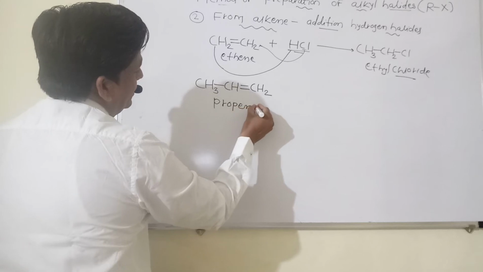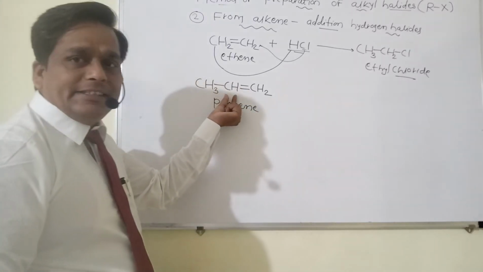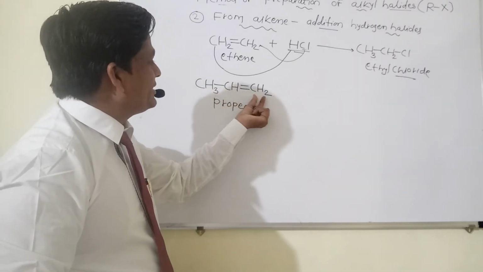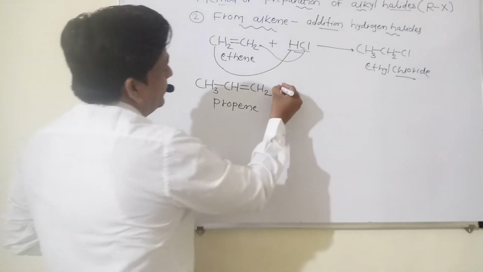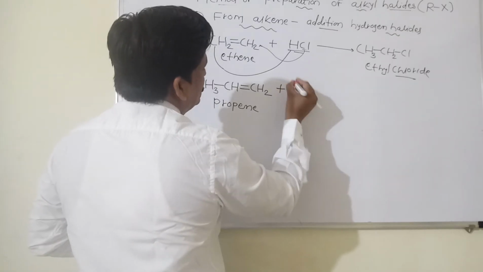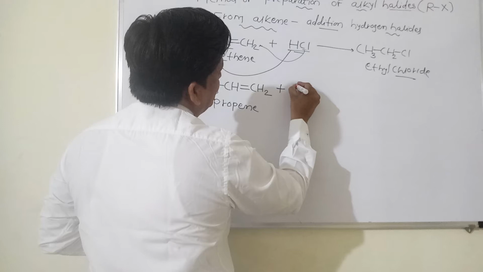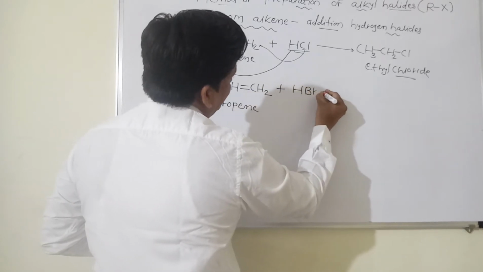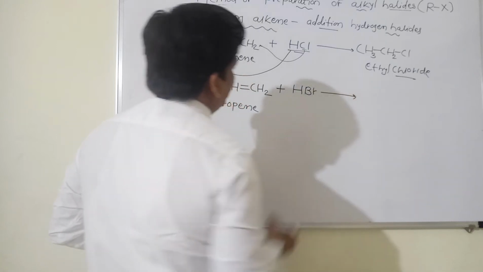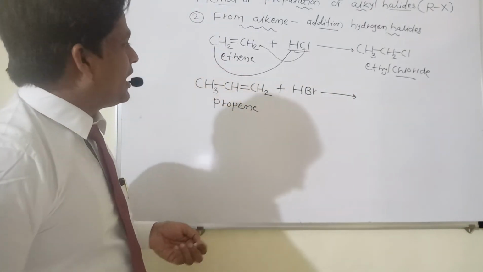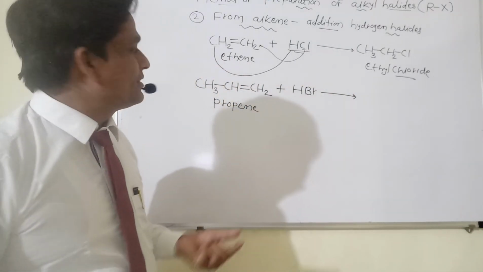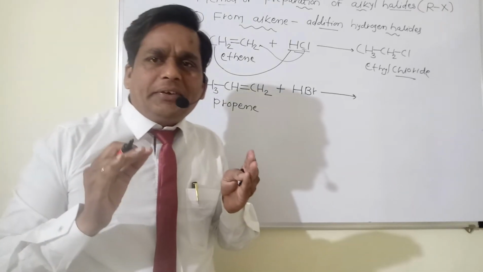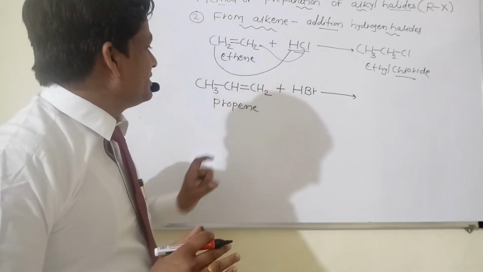Three carbon atoms are here. CH3, CH, double bond, CH2. The structure of propene reacts with another hydrogen halide. Here we can use HBr, hydrogen bromide. Here we see how the addition reaction takes place in the case of the unsymmetrical alkene. This is an unsymmetrical alkene.